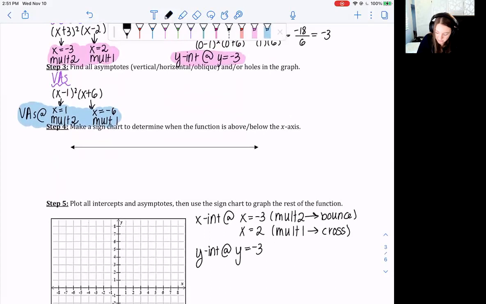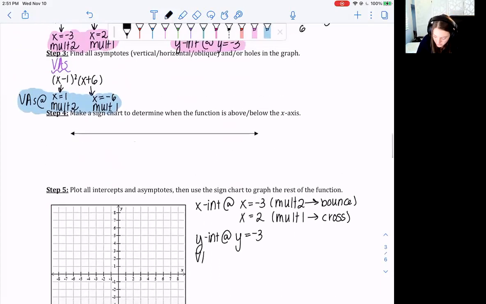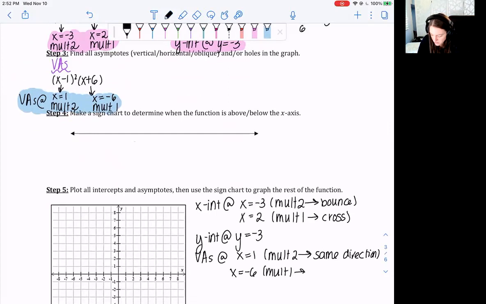So I'm coming down here. There's a vertical asymptote at 1, and because the multiplicity is even, they're going to go in the same direction. So multiplicity 2, this is going to be same direction. Can I fit it in? Yes. We have another vertical asymptote at -6. Because the multiplicity was 1, they're going to go in opposite directions.